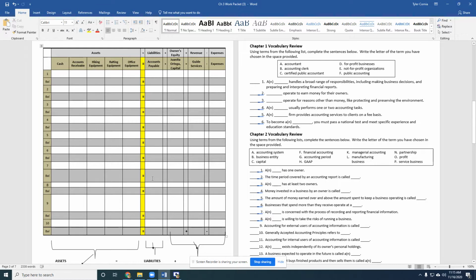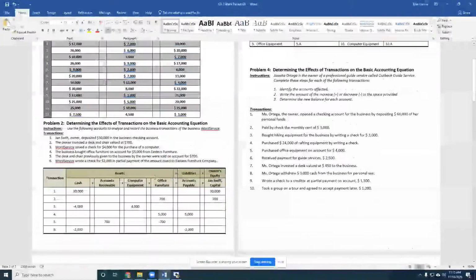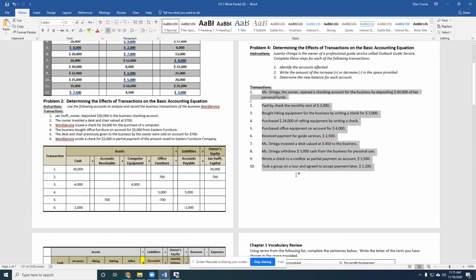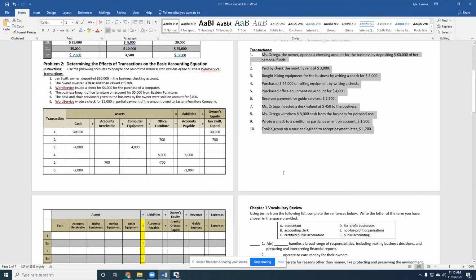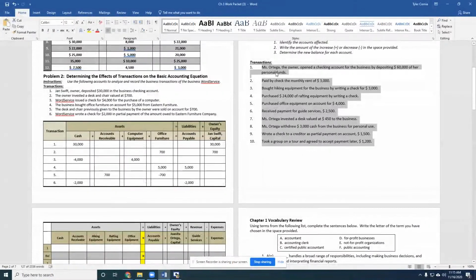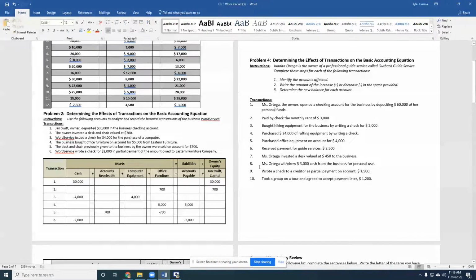So for those of you joining, this should be the second part of our Chapter 3 accounting equation workbook. So we're on problem 4. Okay, so they're all up here. If you are trying to follow along, because of the different pages, you can't see those, but just know that's what I'm referencing when I'm talking about the different transactions. So again, if you need those, keep those in front of you.